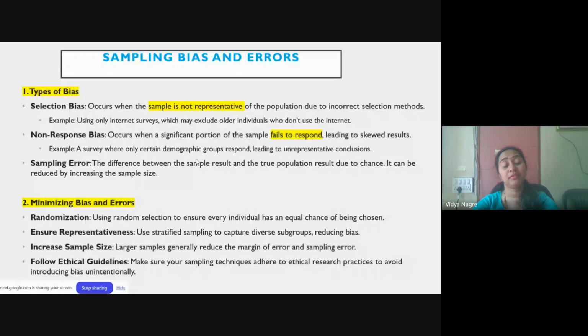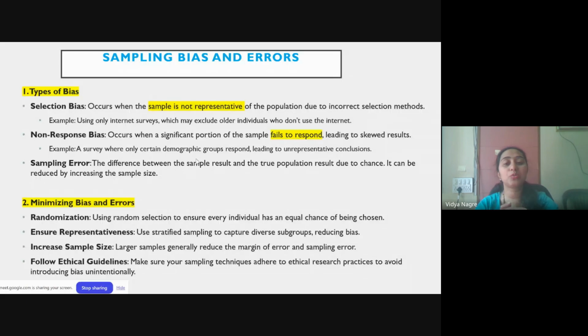If your sampling has a flaw, for example, if you have chosen a wrong methodology, or your sample results and the true population results are different, then there will be an error. Okay, then how shall we minimize these errors? Randomization. Use random selection to ensure every individual has an equal opportunity, so that there is no kind of bias involved in it.